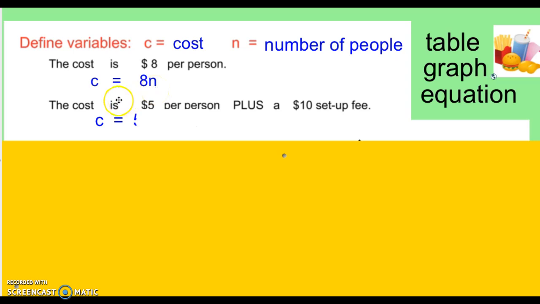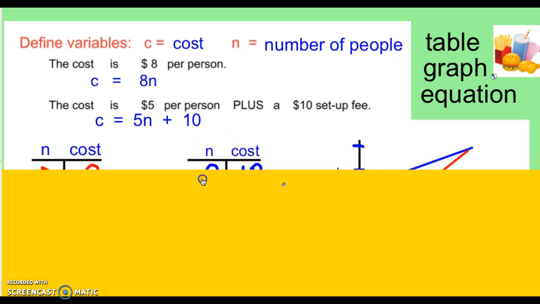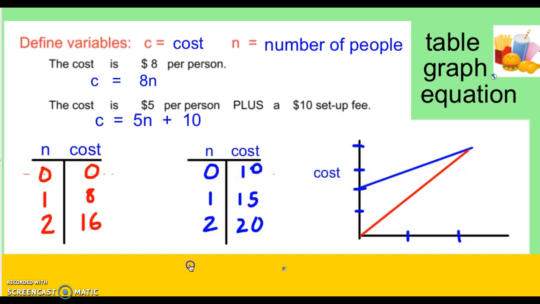The second option is the cost is $5 per person plus a $10 setup fee. So here the cost equals $5 per person plus a $10 setup fee. So let's take a look at what the table and graph would look like.